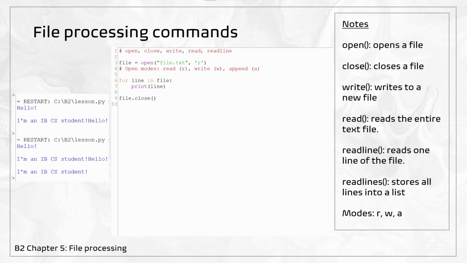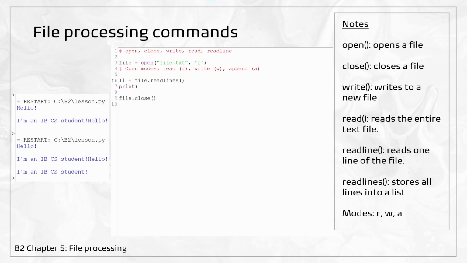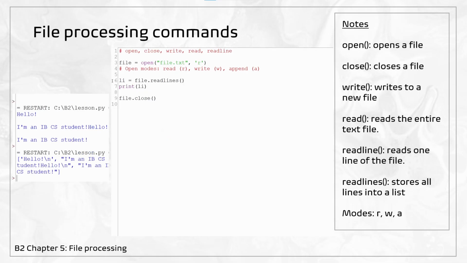Alternatively, the read lines function reads every line and puts each line into a separate element in a list. So what we can do is li is equal to file.readlines. And if we were to print li, we will get each of the lines inside of the text file into a separate element inside of the list.